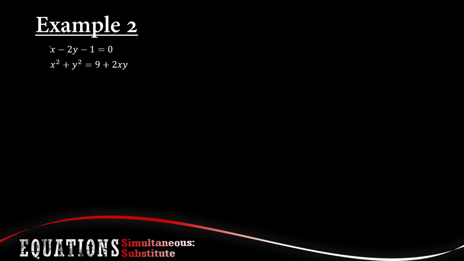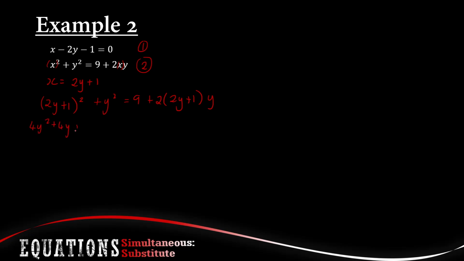All right, then for example 2. Now in this case, it's definitely going to be easier to solve for x first because x has no coefficient. So when you have to choose between x and y, always go for the one that's already standing alone. So in this equation 1 and equation 2, x is equal to 2y plus 1. Okay, and then we're going to take this and substitute it in there and in there. So we have (2y plus 1) squared plus y squared equals 9 plus 2(2y plus 1)y. Okay, multiplying all of this out, this is 4y squared plus 4y plus 1 plus y squared equals 9.